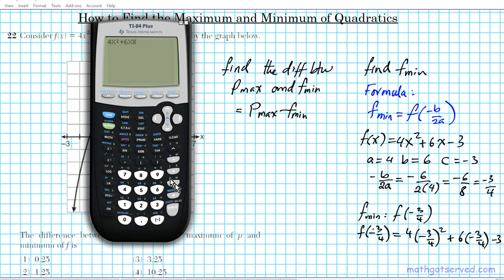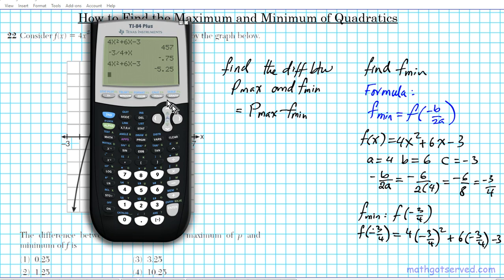6x minus 3, enter. So we're going to store negative 3 over 4 in x. Store that in x, and then let's call back the function that we just entered. Second function, enter. And then we get negative 5.25.